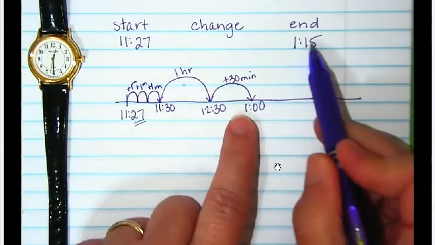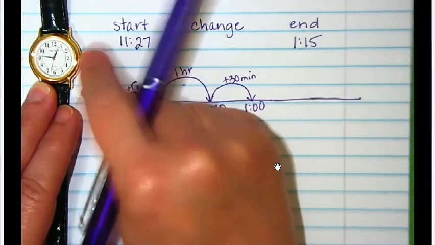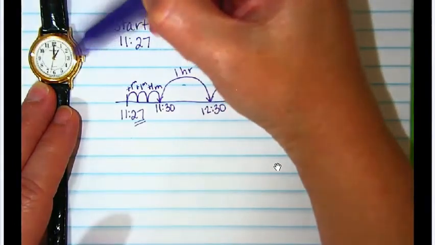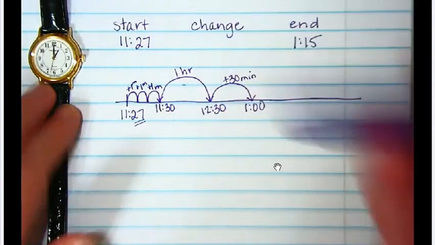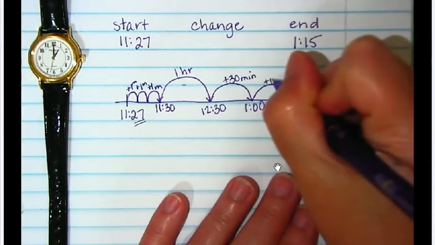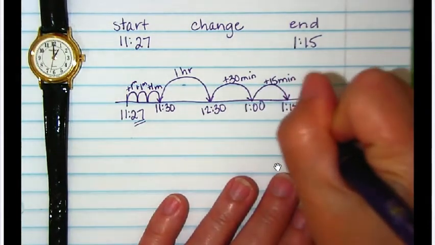All right. And then I know I still need to get to 1:15, but if I'm at 1 o'clock and I think, 1:15, how far is that? 5, 10, 15 minutes. So let me add 15 minutes. And I end up at 1:15.